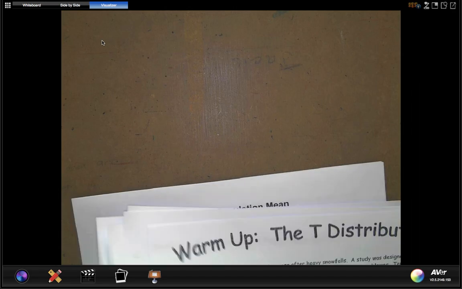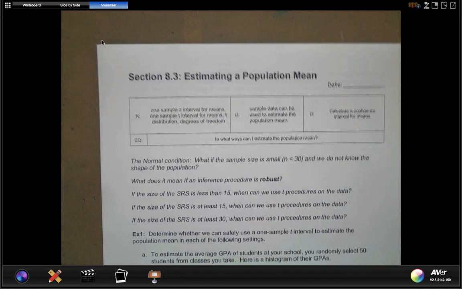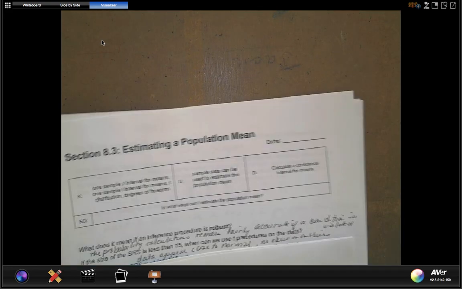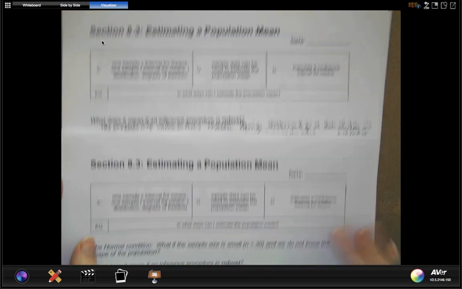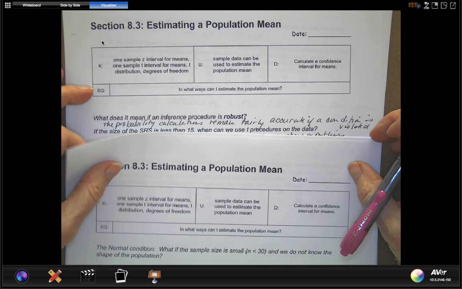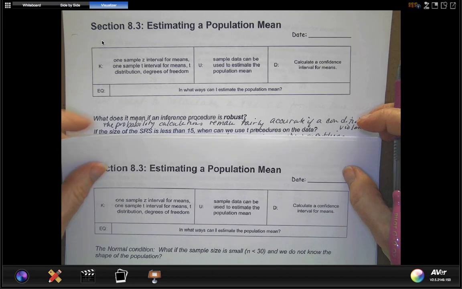All right, what we didn't really talk about yesterday is what happens if that normal condition is not met. Fortunately for us, the t procedures are considered robust. Robust just means that the probability calculations remain fairly accurate if a condition is violated. And in this case, the condition that we're speaking of is that normal condition.